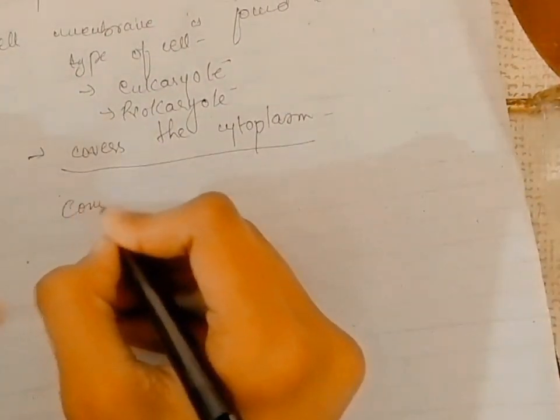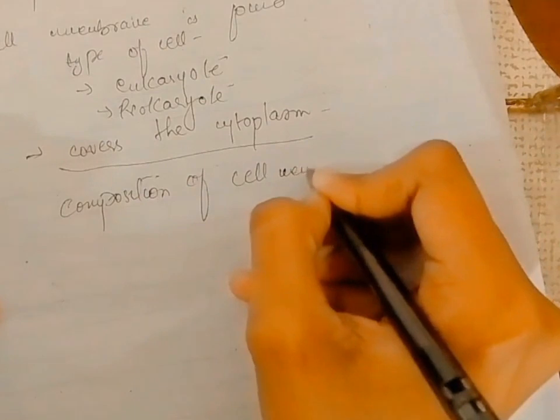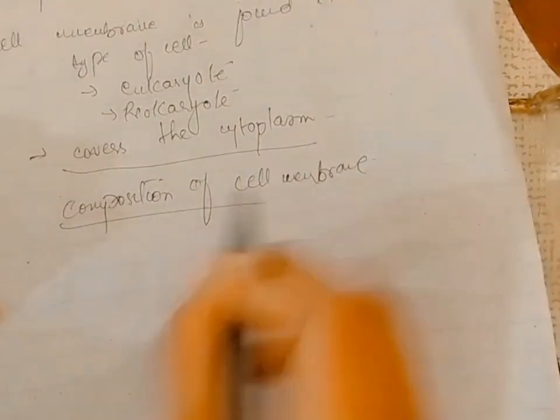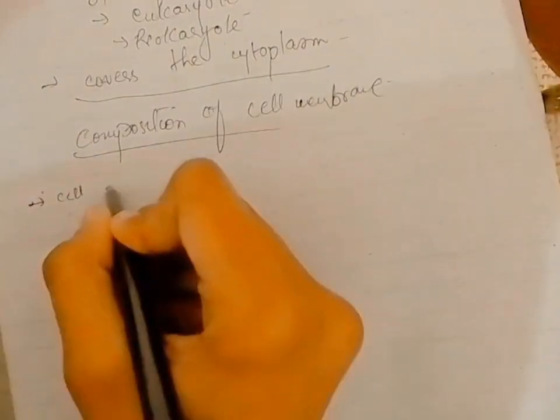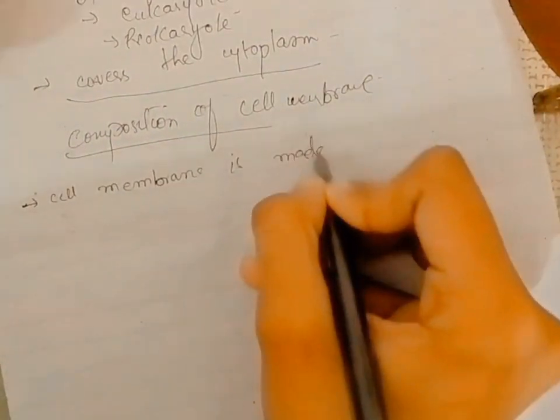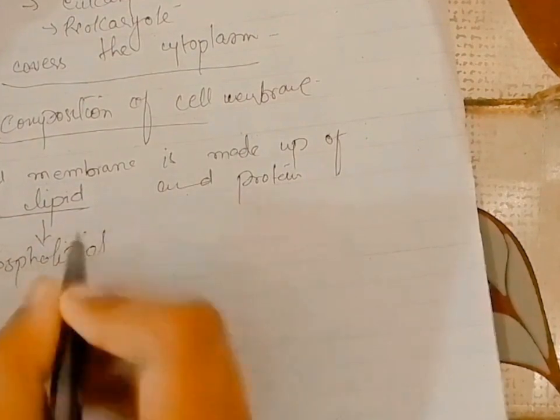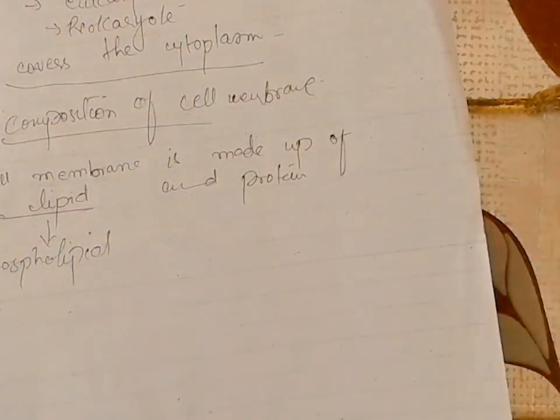Now if we talk about the composition of the cell membrane, or the plasma membrane, the cell membrane is made up of lipids and protein. Which type of lipids? Phospholipids. The cell membrane is basically made up of lipid and protein, and the lipids are phospholipids.